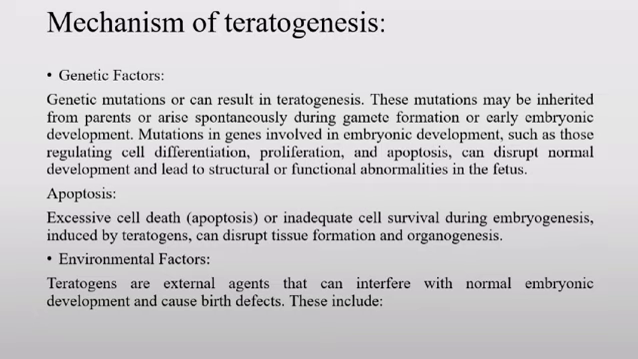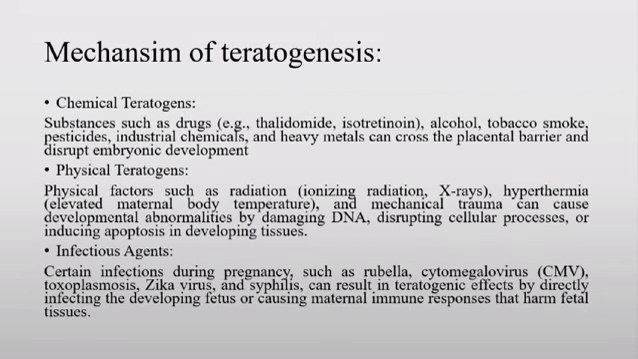Environmental factors. Teratogens are external agents that can interfere with normal embryonic development and cause birth defects. These include chemical teratogens, physical teratogens, and infectious agents. Chemical teratogens include some specific drugs, alcohol, tobacco smoke, pesticides, etc. Physical teratogens include some physical factors such as radiations, UV rays, X-rays that can damage DNA and result in formation of deformed organisms. Infectious agents include some viruses such as CMV, toxoplasmosis, Zika virus, etc. These can damage developing fetus.